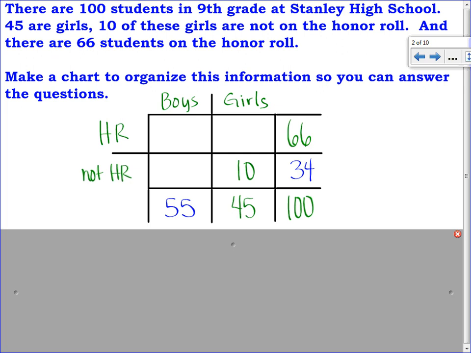So let's look at this 10 right here. If 10 girls are not on the honor roll, that means 35 of them are, because there's a total of 45 girls in the class. And then we subtract this direction. There's going to be 24 boys not on the honor roll.